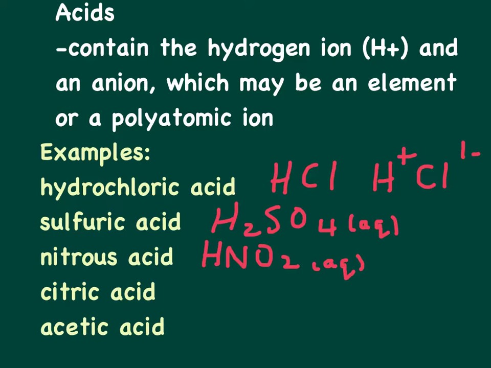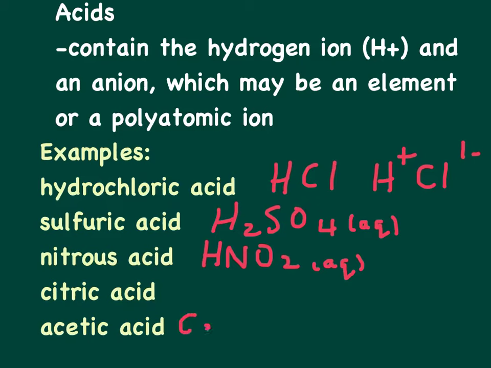Citric acid, I forgot to look this up before I did the video, so I don't know its formula. But citric acid is the acid you find in citrus fruit, and it's also the acid that gives sour candies their sour flavor. And the last one is acetic acid.